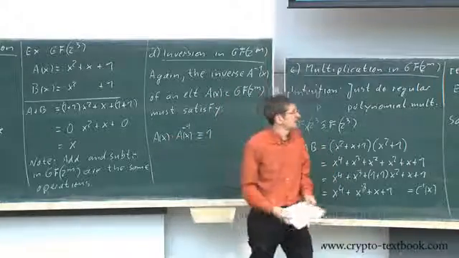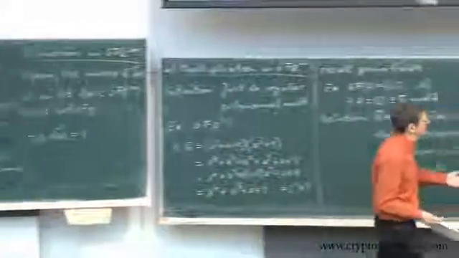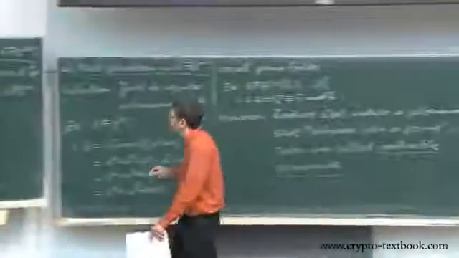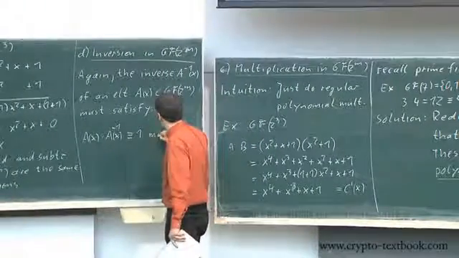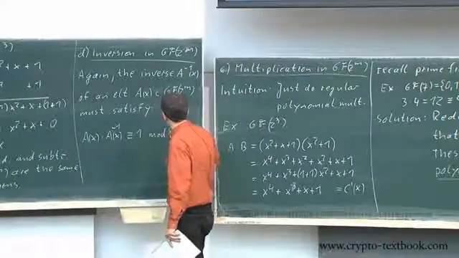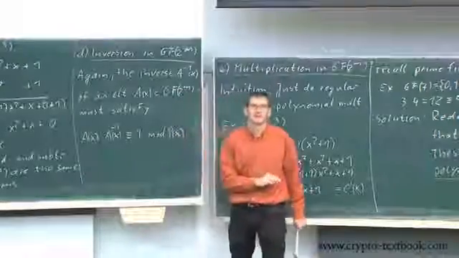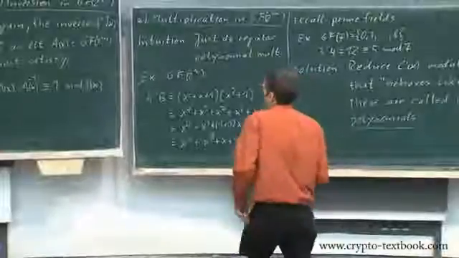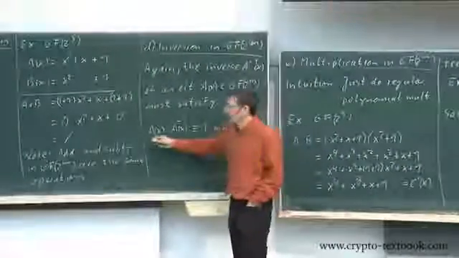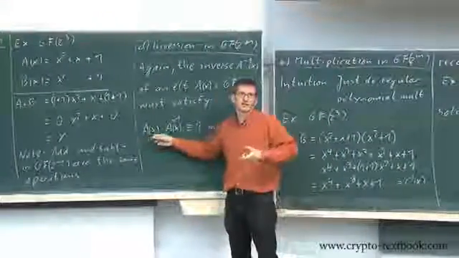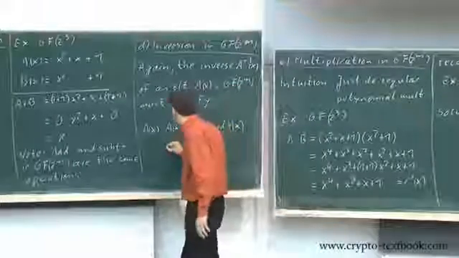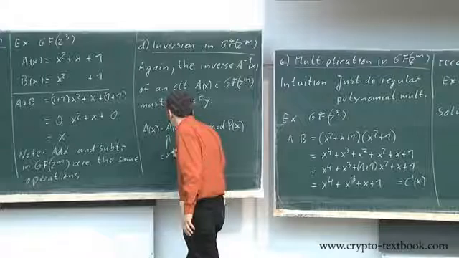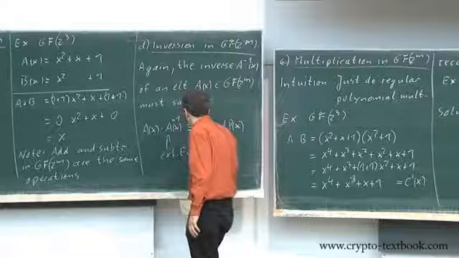And you do a multiplication. And how does multiplication work? Well, multiplication works mod p of x. Mod p of x, okay? And the question is, given one polynomial a of x, one field element, how do we find that? Again, what we need here is again the extended Euclidean algorithm.